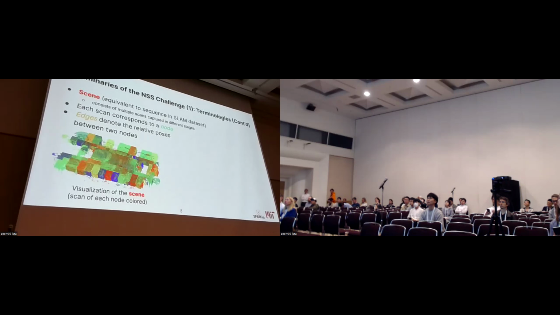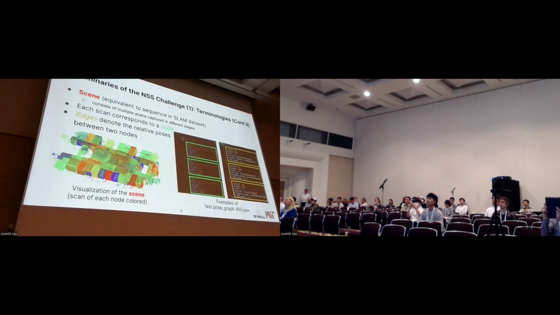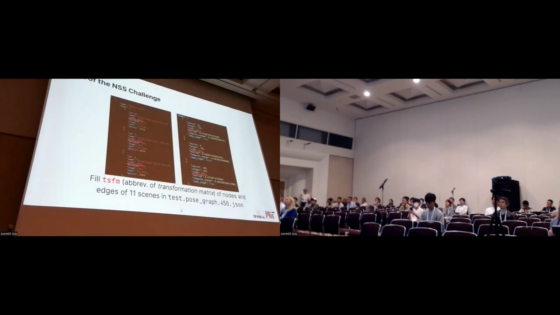The setup is also similar to pose graph SLAM. Each node of the pose graph corresponds to a scan, and edges denote relative transforms between two nodes. Here we visualize the nodes in the scene with different colors and also show example formats for nodes and edges. Nodes are given an ID and edges are directed with a source and target node. The transforms of the nodes and edges are given for the training and validation set, but we have to predict the ones for the test set.